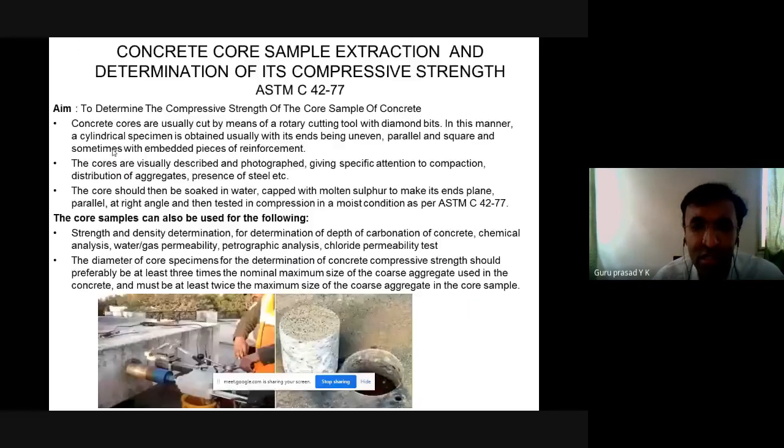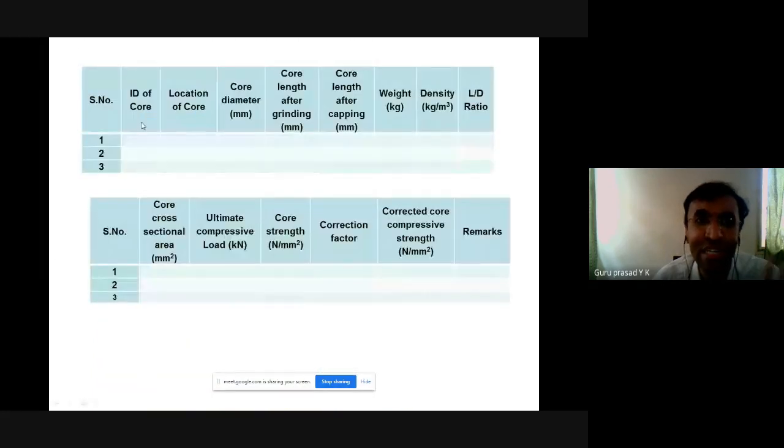Now, in the case of a core, the most important thing when you extract the core, as you see in this figure, is that you need to give an ID to the core. You have to write one ID, location 1, based on which part of the column you are taking it from. Is it the top portion, the middle portion, or the bottom end of the column?